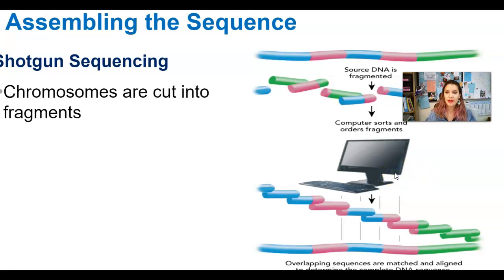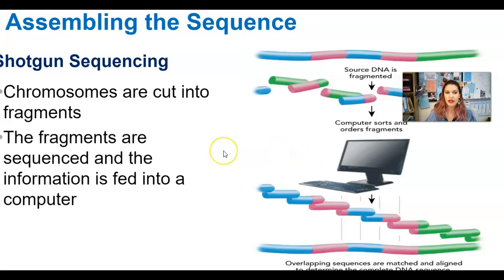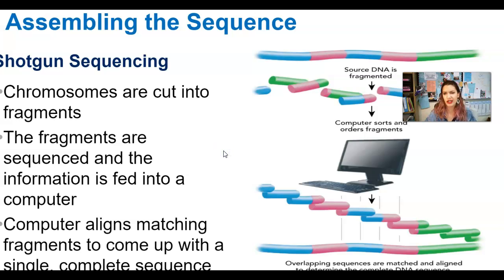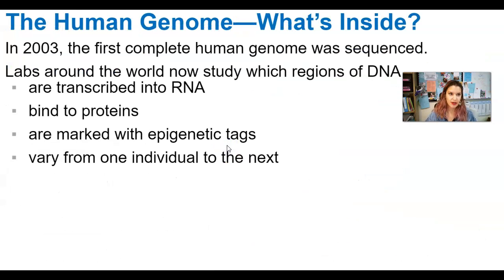Okay, so assembling the sequence, we use something called shotgun sequencing. That's where the chromosomes are cut into fragments, and the fragments are sequenced, and the information is then fed into a computer. So this is just walking you through it at a slower pace than I basically explained all this on the first slide we saw.